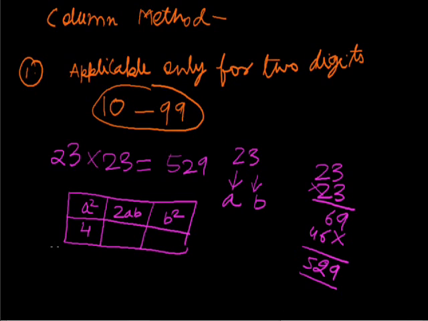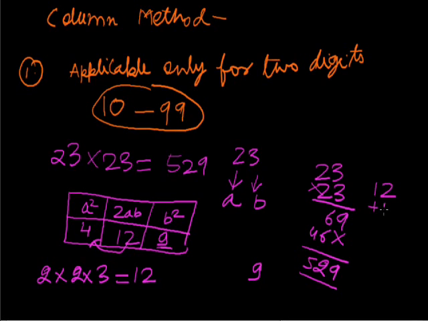2ab can be solved separately over here. 2 into a is 2, b is 3, giving 2 times 2 times 3, which is 12. b squared gives the answer 9. Now this unit digit can be written separately over here, and the remaining digit is added to the term a squared. When we add this term, we get 12 plus 4, and 0 is added over here.